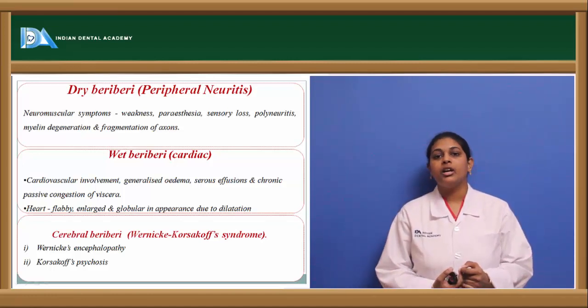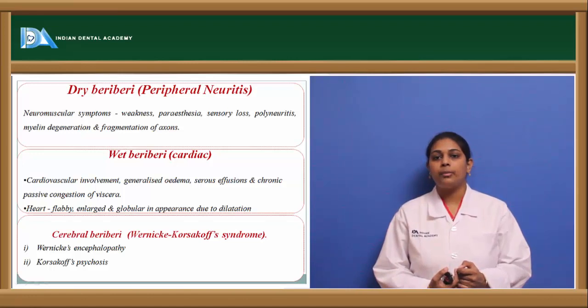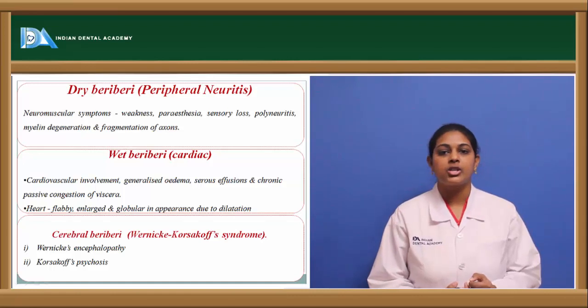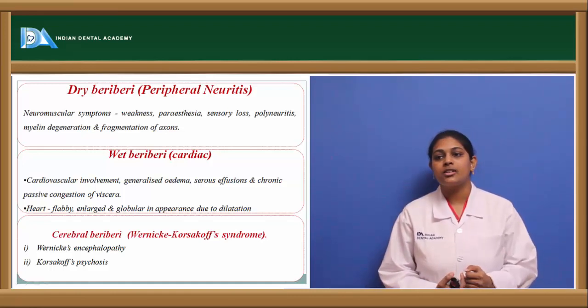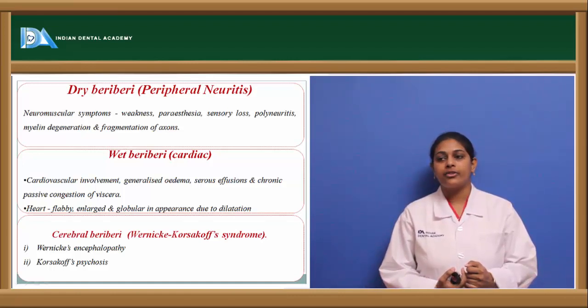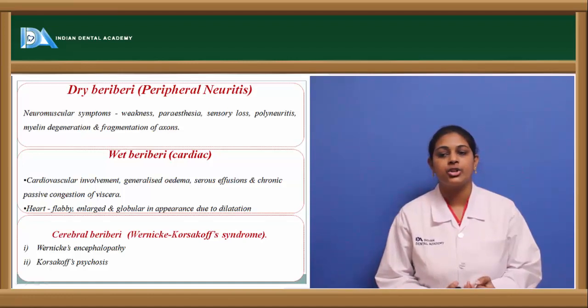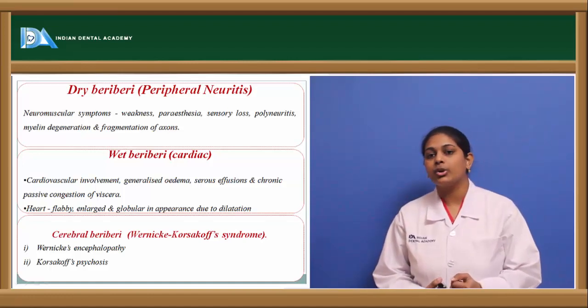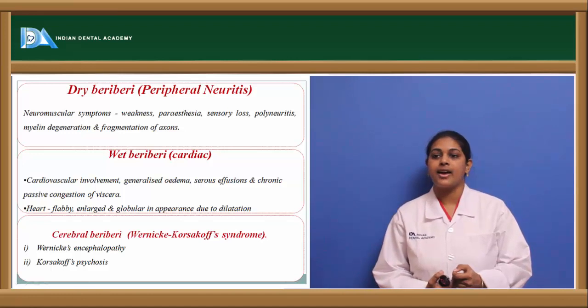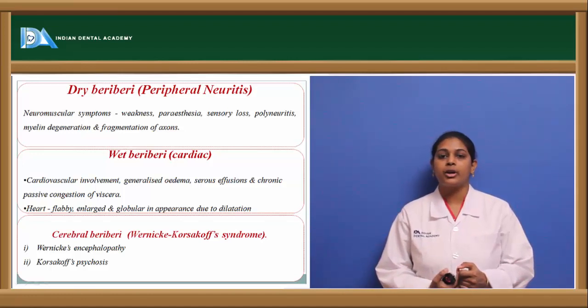Coming to wet beriberi, the most common target organ is the cardiac system. That is, cardiovascular involvement is seen, which results in generalized edema and serous effusions, as well as chronic passive congestion of the viscera. The heart usually appears flabby, that is, enlarged and globular in appearance because of the dilatation.